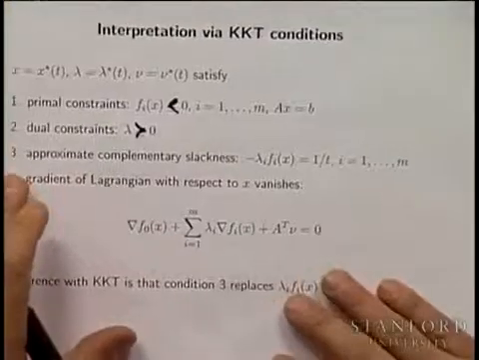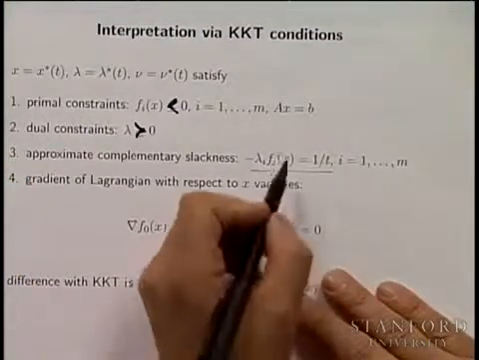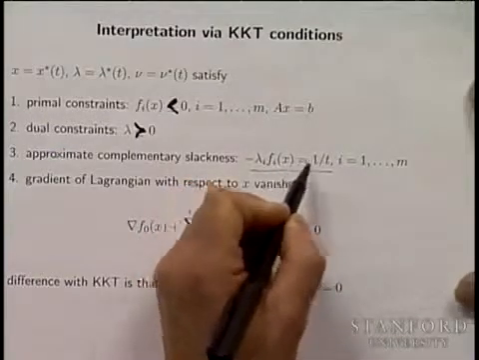Okay. Now here's the cool part. The optimality condition. Well, this is our definition of what lambda i is. We actually get minus lambda i fi of x, if you're on the central path, is equal to 1 over t.